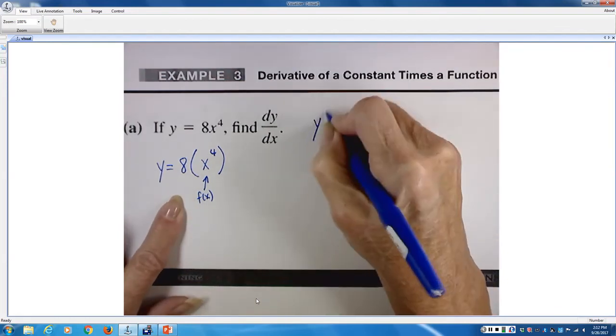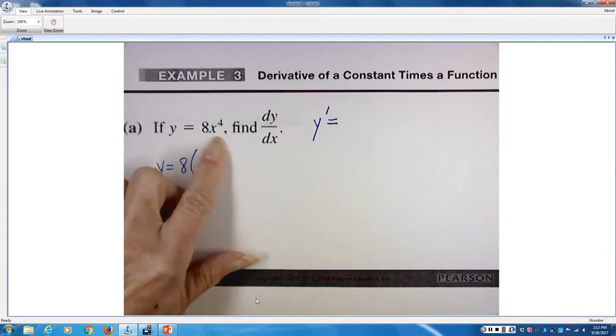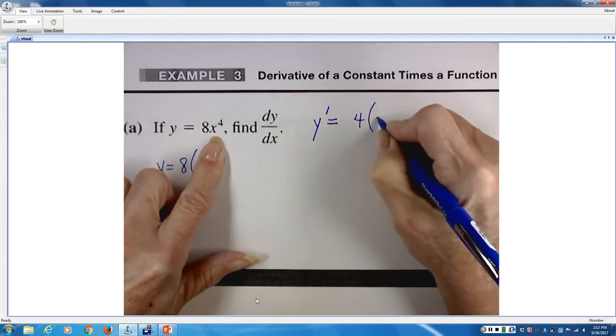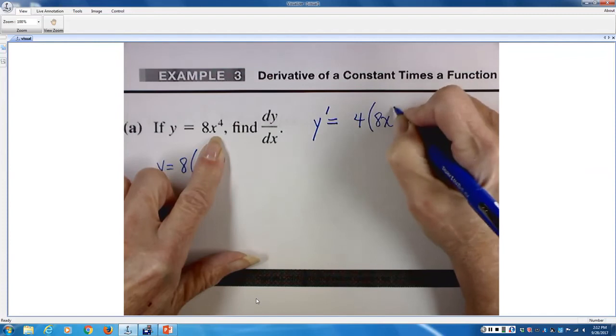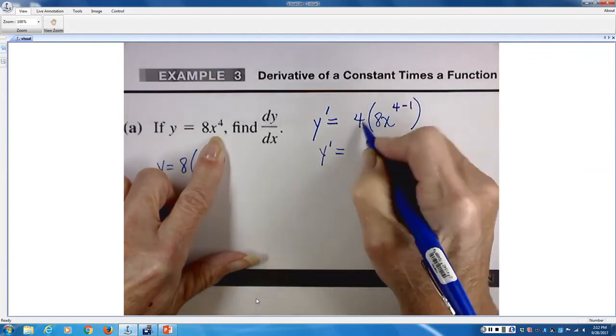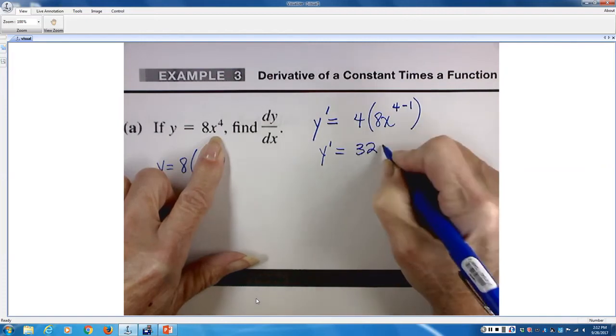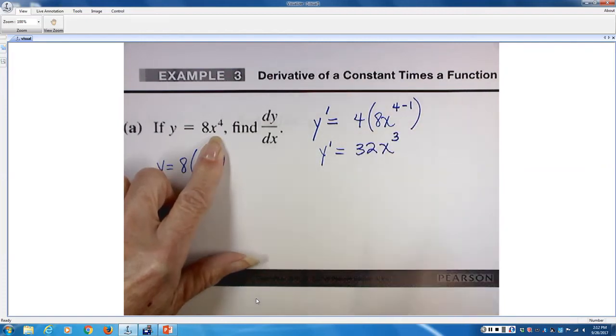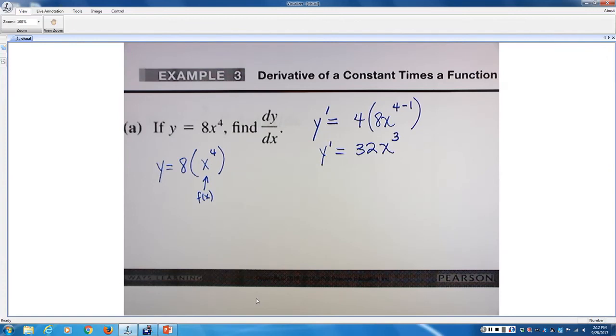The down and dirty of it is if you're going to take y prime, drop the exponent, 4, keep the rest there, except you reduce the power by 1. 4 times 8 is 32, x to the 3rd. Power rule always works the same. Okay?